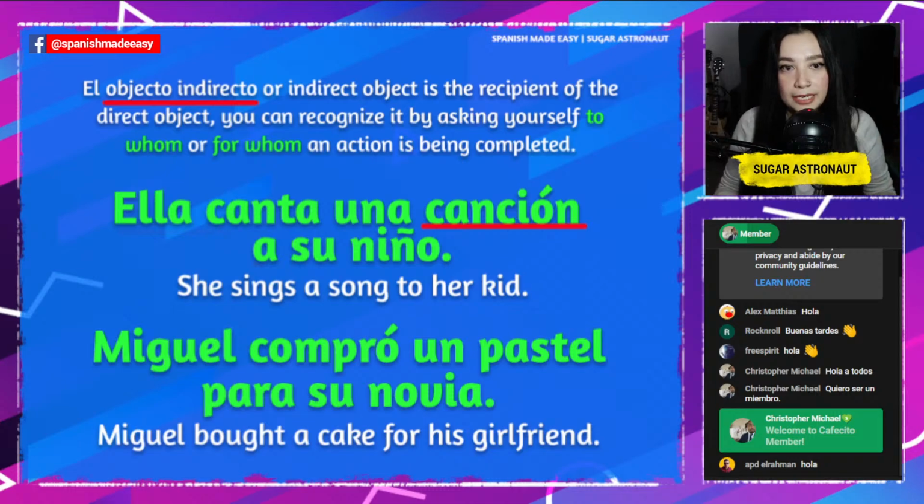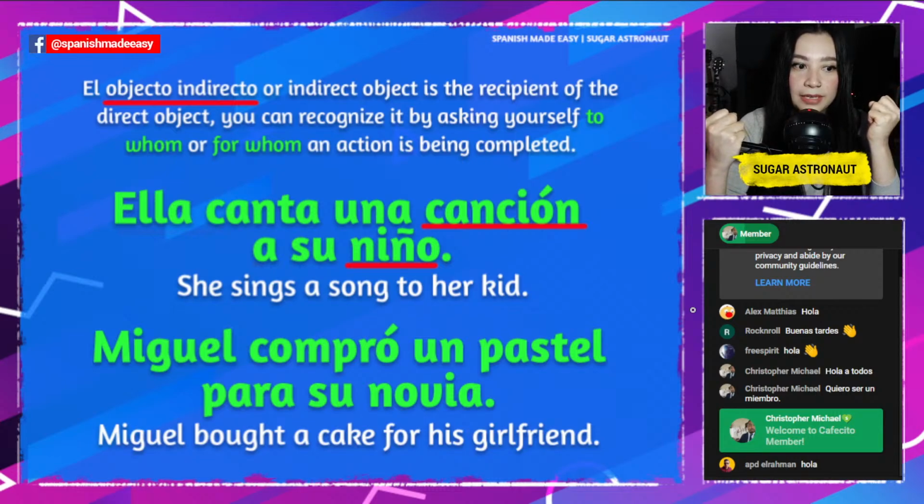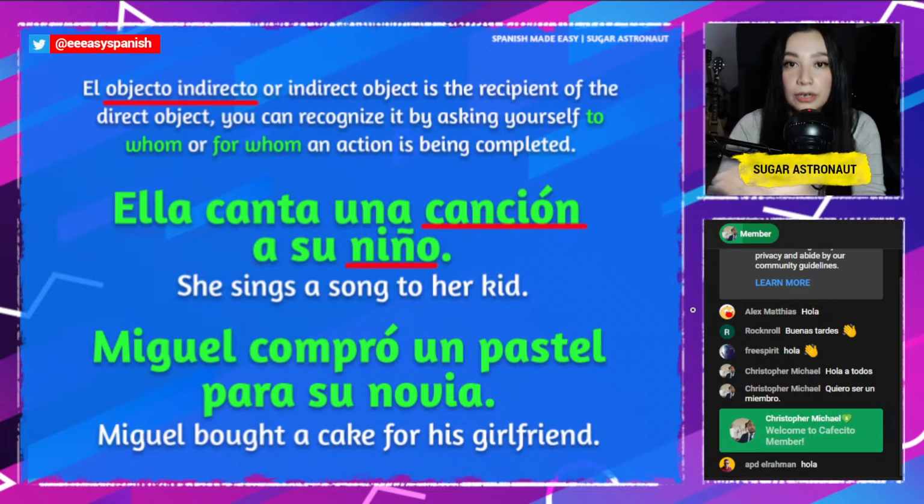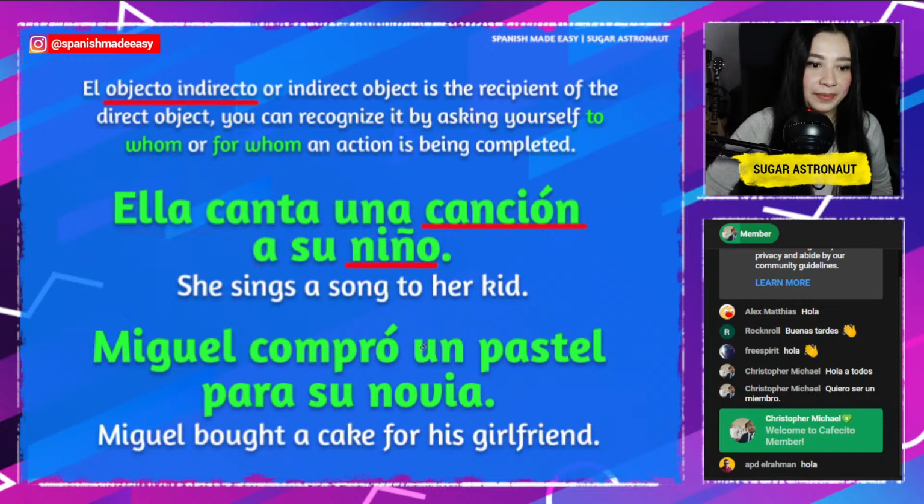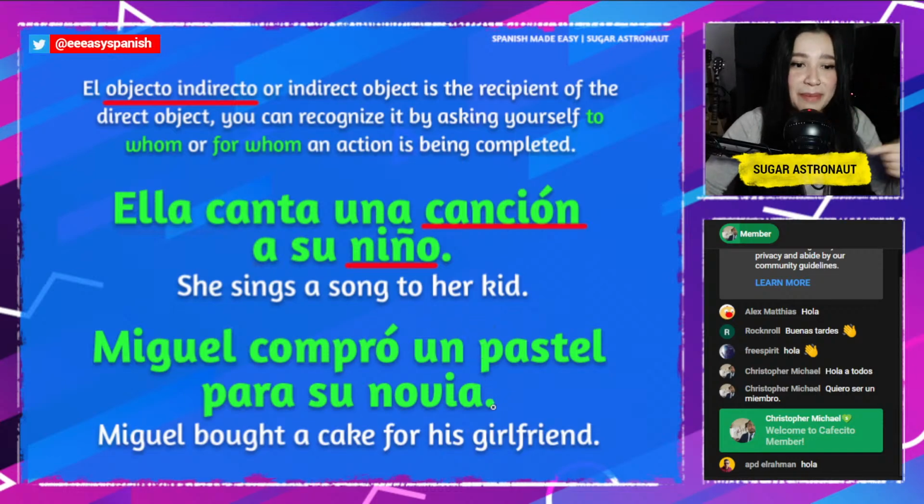The indirect object of the sentence is the boy, el niño, or the kid. El niño is the recipient of the direct object. The kid is listening to the song, and the mom, or ella, she, is singing the song to her kid. Ella canta una canción a su niño. El niño is the indirect object in the sentence. Remember, if you can't recognize the indirect object, just ask yourself to whom or for whom the action is being completed. Now let's look at the next example.